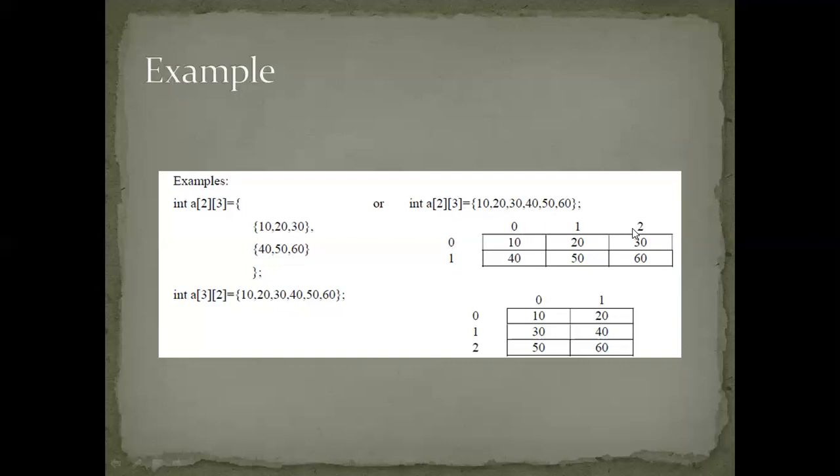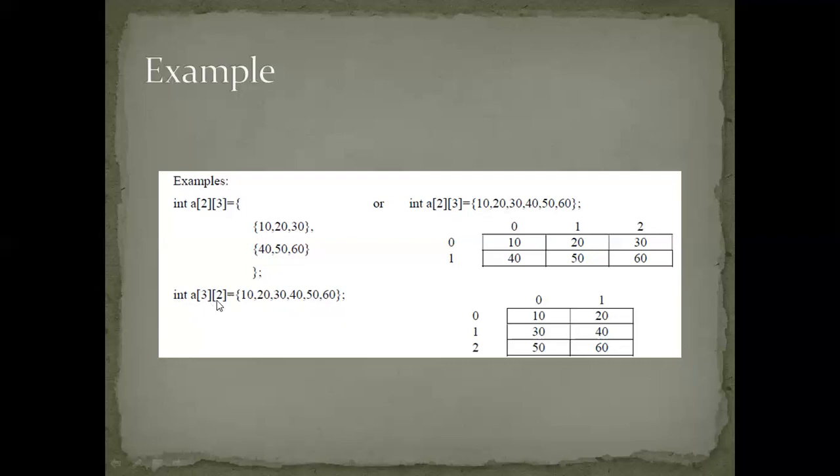That is 0 to 2. So these are the values which we have entered here, in this form or in this form. In the program you can give it in this form or you can also give it in this form. Finally it will be allotted in this form, that is 10, 20, 30, 40, 50, 60. Understood? So here there is a slight modification to the above declaration.